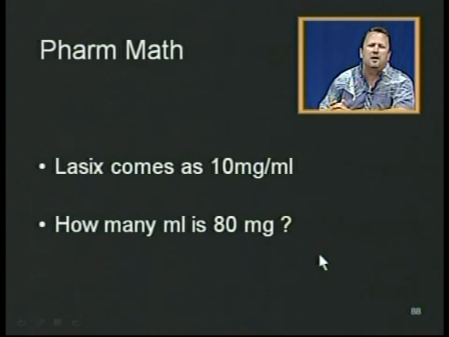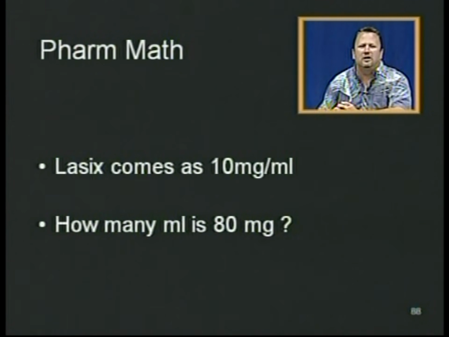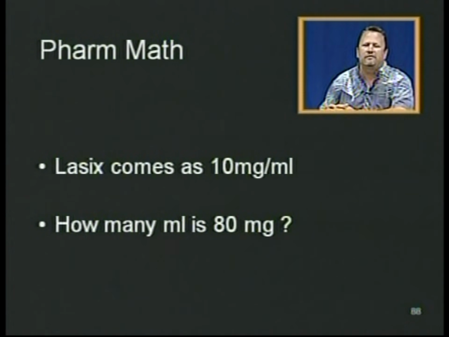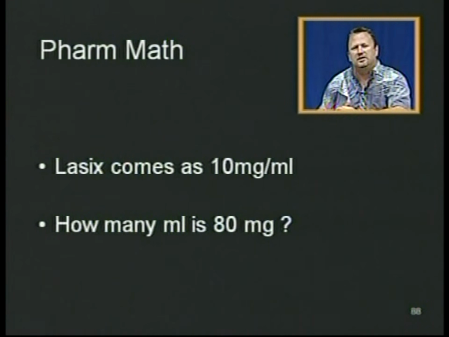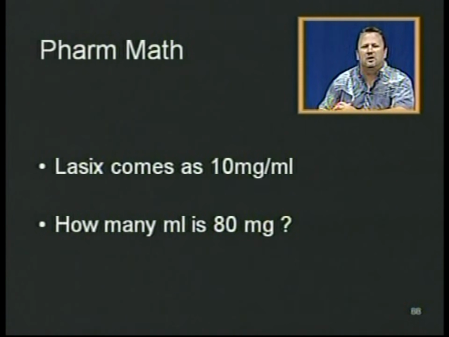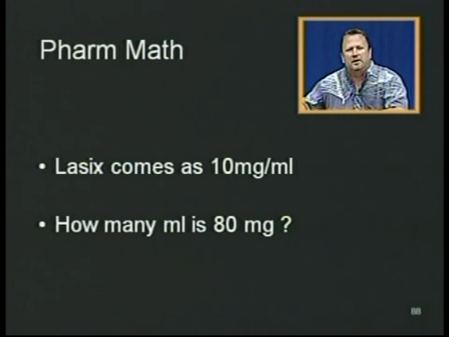Like Lasix comes as 10 milligrams per milliliter. Lasix is a diuretic, a loop diuretic. We use it in congestive heart failure and to relieve pulmonary edema. So Lasix comes as 10 milligrams per mil. How many milliliters is 80 milligrams?